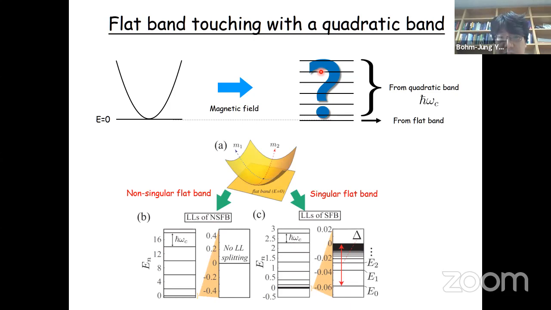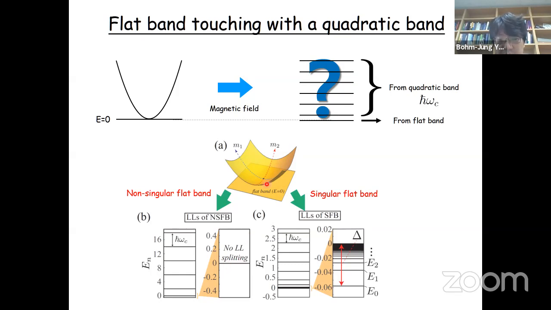The answer is that the actual Landau level spectrum depends on the singularity at this crossing point. If the wave function at this crossing point is non-singular, the actual Landau level spectrum looks like this. So basically, the flat band shows no Landau level spreading.